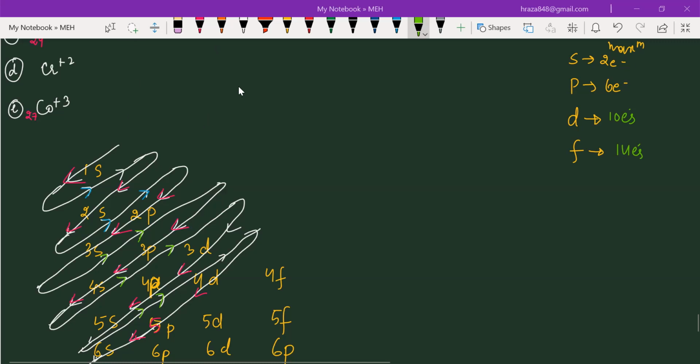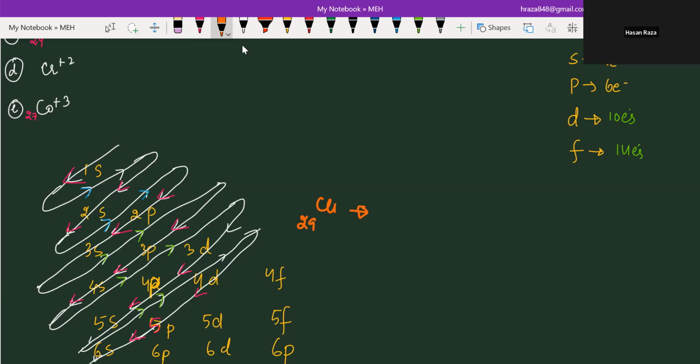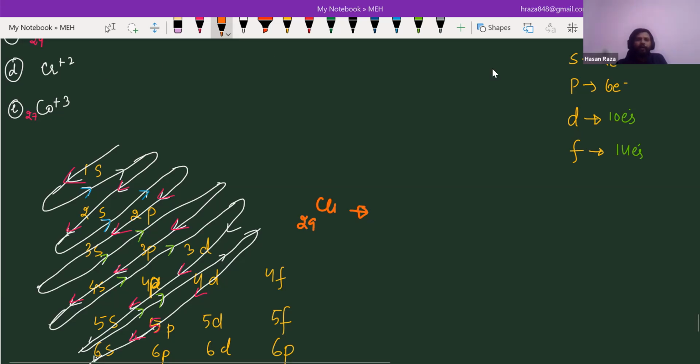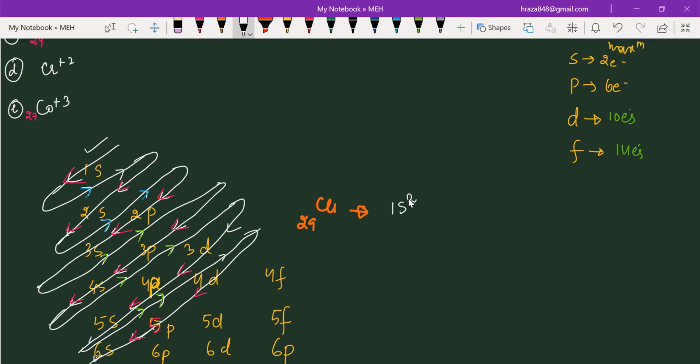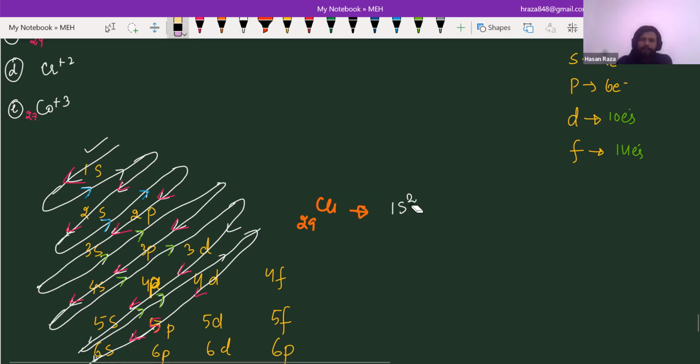Now see how you are going to do it. If you have copper and you need to do electronic configuration and its atomic number is 29, that means you have 29 electrons that you need to accommodate. So first you are going to fill with this. So 1s and you need to have 2 electrons in this, right? No, wait a minute. You don't exactly know how to do electronic configuration. So we are going to start from very basic.